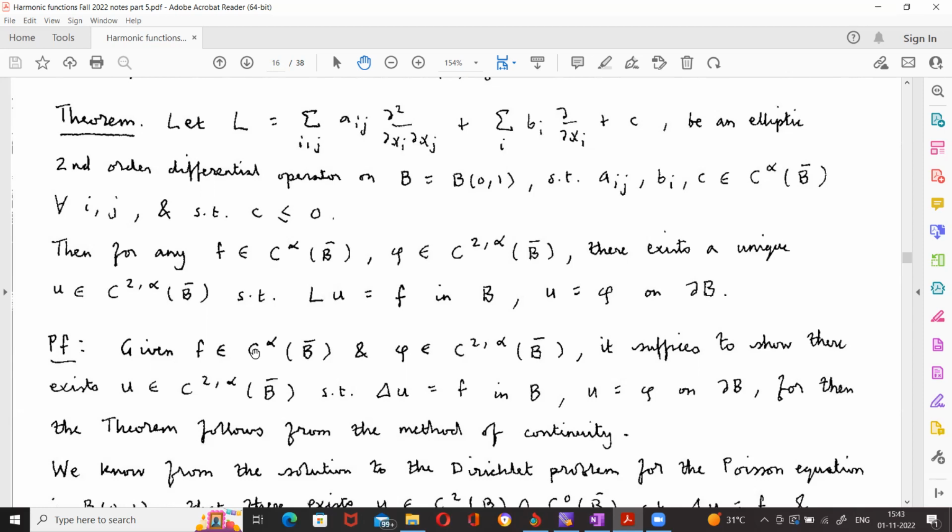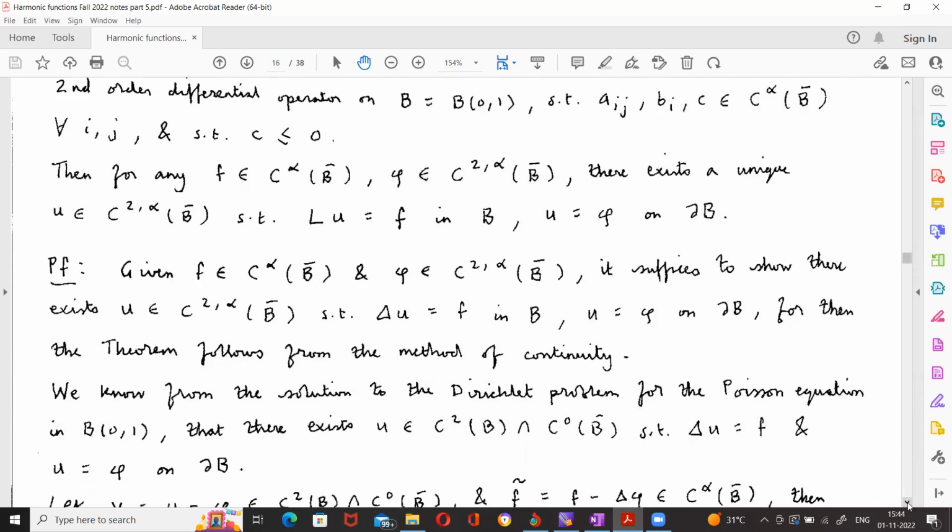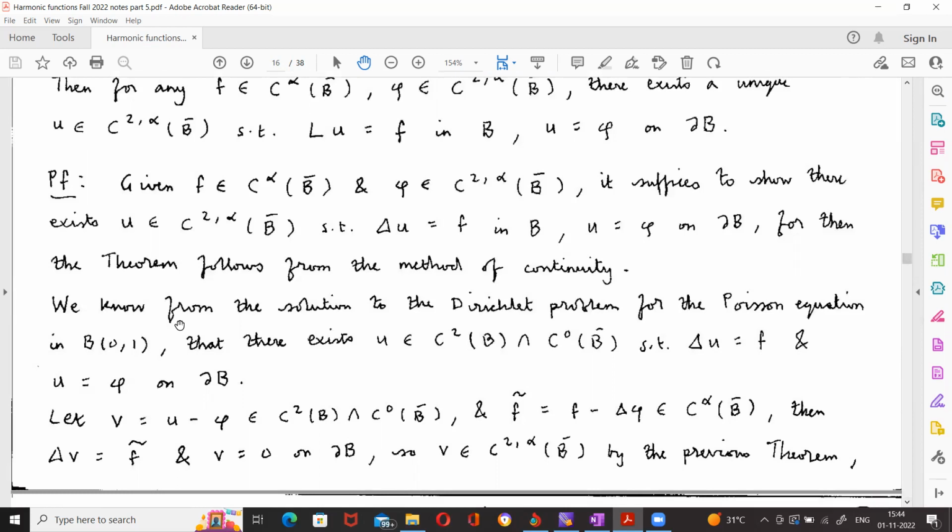So given F in C alpha B closure and phi in C2 alpha B closure, we have to show there exists U in C2 alpha B closure such that delta U is F in B and U is phi on boundary B. Now, what do we know? We know that from the solution to the Dirichlet problem for the Poisson equation in the ball, there exists a U which is in C2B intersect C0B closure such that delta U is F and U is phi on boundary B. So this we've already proved, right?